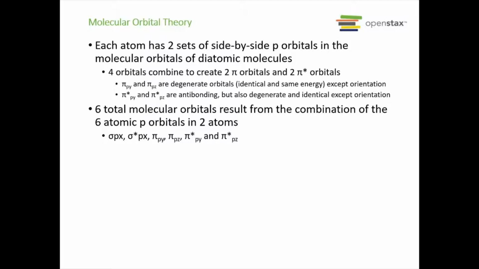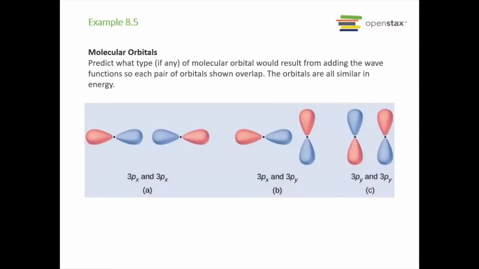So just to kind of go through the 6 total, and I stress the total because we're just looking at 2 sets of p orbitals. Okay, we have 4 orbitals making 4 orbitals, and that was from the p, but 6 total. So now we're including the sigma orbitals. Okay, from the 6 atomic p orbitals in 2 atoms, we have a sigma px, sigma star px, pi py, pi pz, pi star py, and pi star pz.